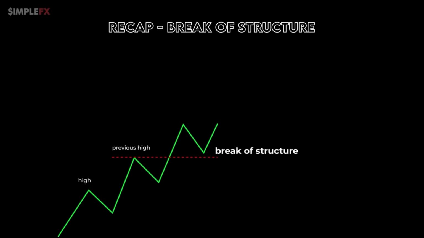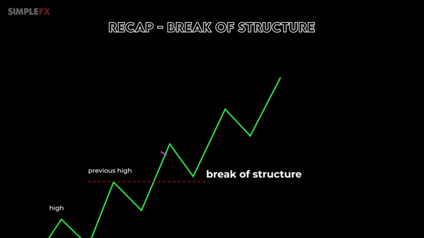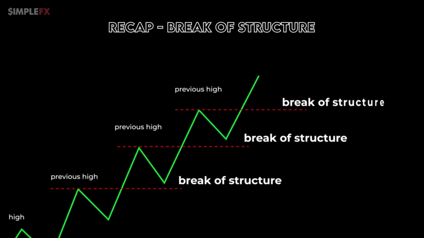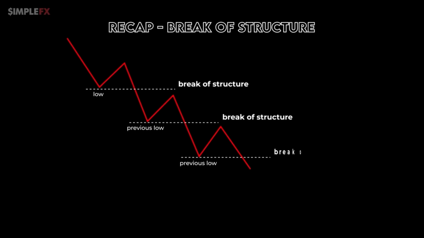Let's say price moves up, then dips slightly before moving up again. This peak before the dip is called the previous high. And so when the price moves above this high, making new highs, it's called a break of structure. Similarly, during a downtrend, if the price breaks below the previous low, that's also a break of structure.